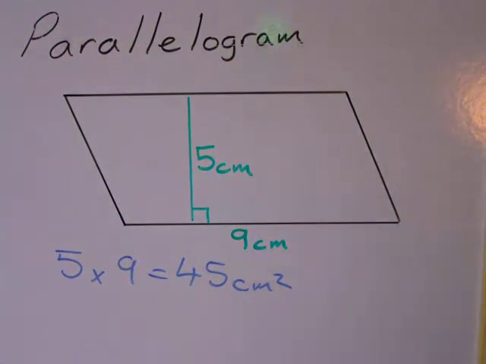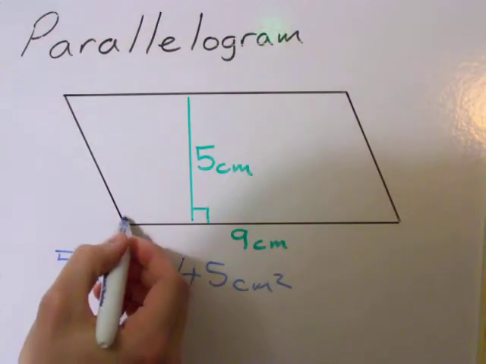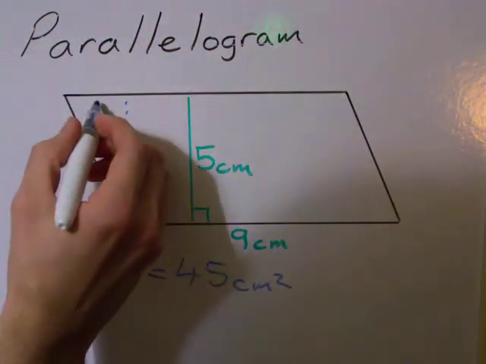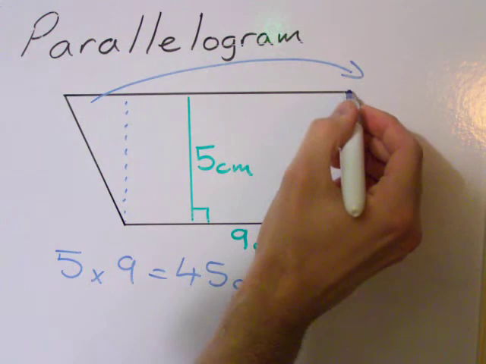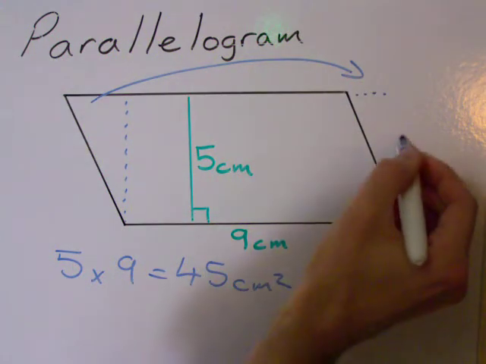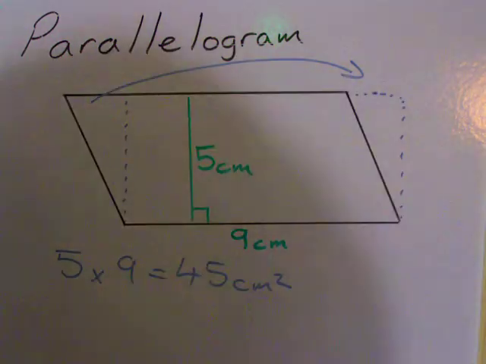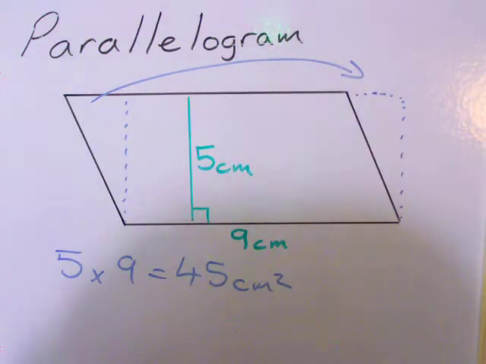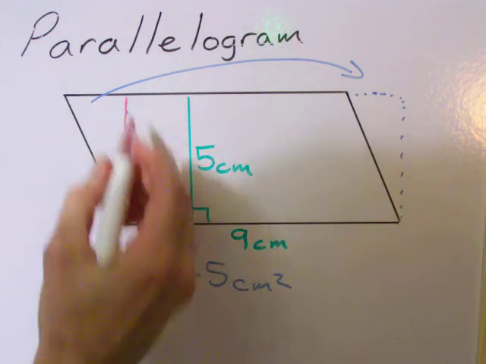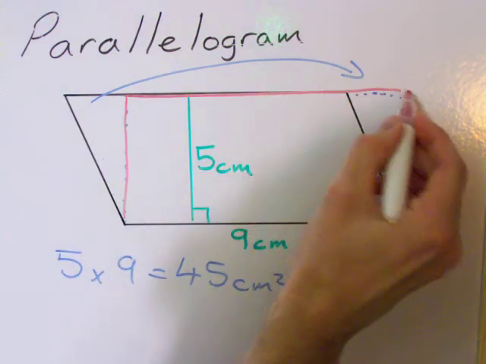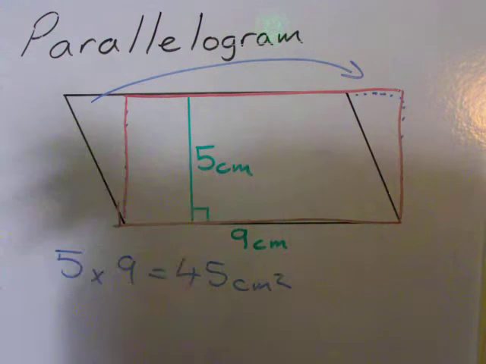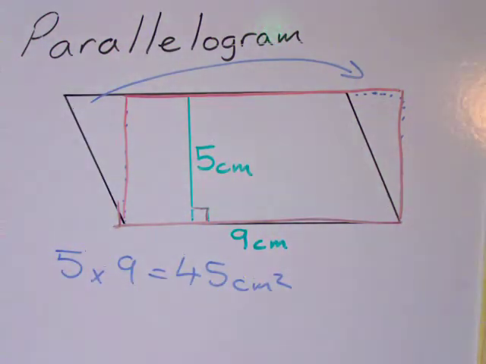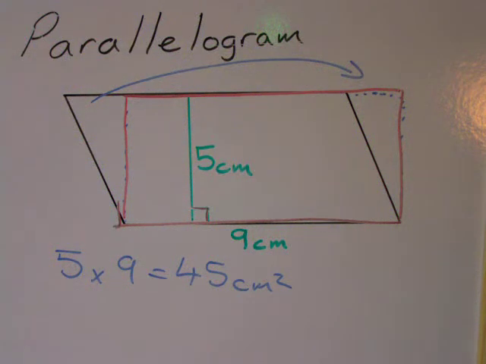Very briefly, the reason for that is that if you take that triangle there and transpose it, then it will fit exactly over here, creating a rectangle which is 5 high and 9 across, and that's why it's 5 times 9. The absolute key is to work out what this perpendicular height is. If you haven't got that, you haven't got a chance.